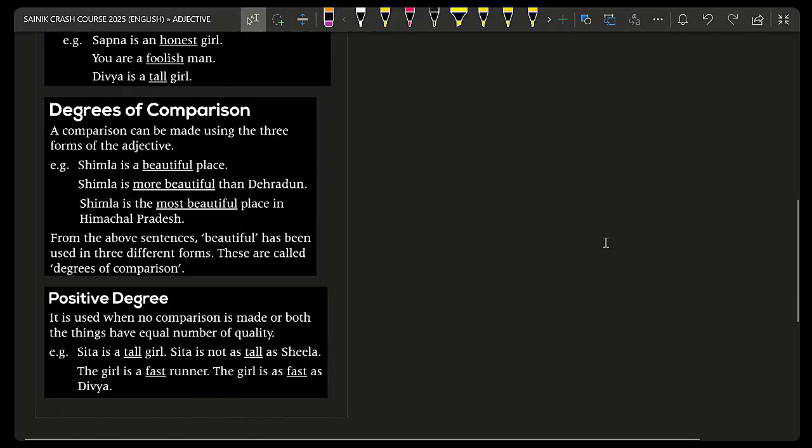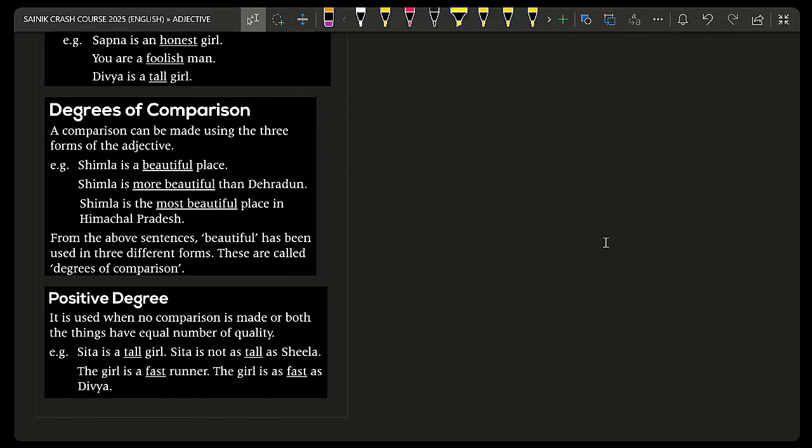It is used when no comparison is made or both things have an equal quality. That means whenever comparison is not happening, and we only say how one thing is, it comes under positive degree. Sita is a tall girl. Is there any comparison happening between Sita and any other girl? No. We just say that Sita is a tall girl. So tall is positive degree.